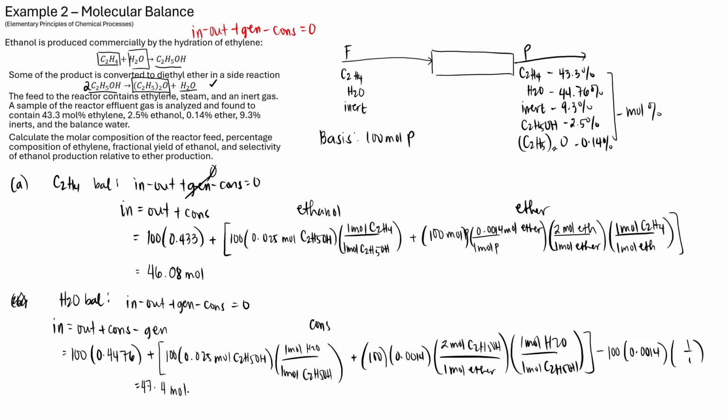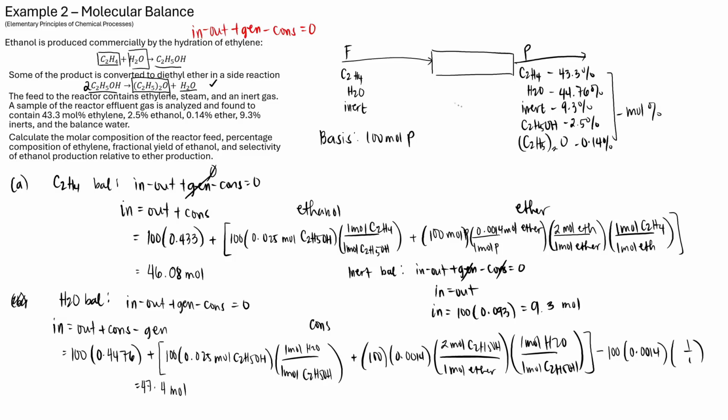And then the inert balance is very simple. I'll just do it here. Inert balance. It went in, it went out, it is not generated, and it is not consumed. Therefore, it's just in equals out. So kung ano yung pumasok, yun lang din lumabas. So that's 100 times 0.093, and that's 9.3 moles.